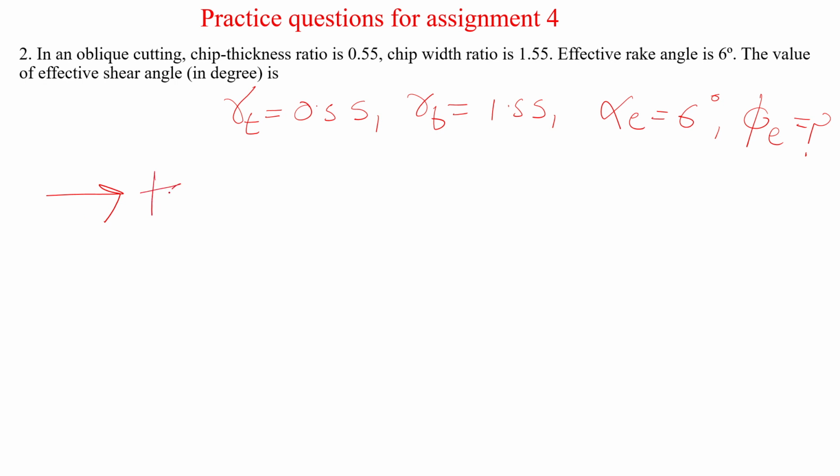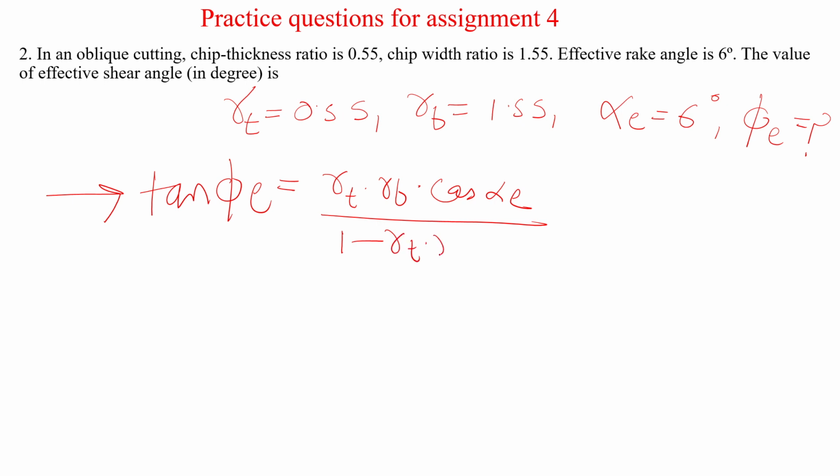Yes, sir. I have taught, tan phi E is equal to how much? RT into RB cos alpha E upon 1 minus RT into RB sin alpha E. Something like this. For the normal, there was a formula for the normal shear angle and a formula for the effective shear angle. So this formula you can use, right? Yes, sir. Please use it and solve and tell me the answer.